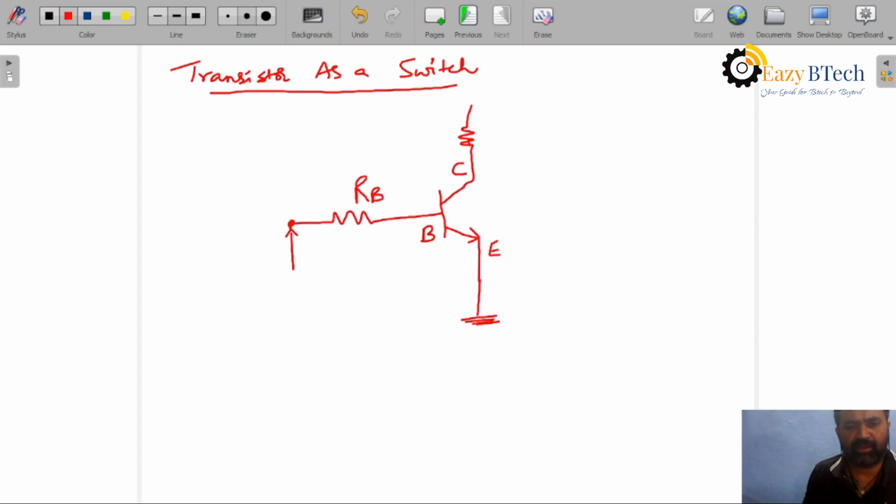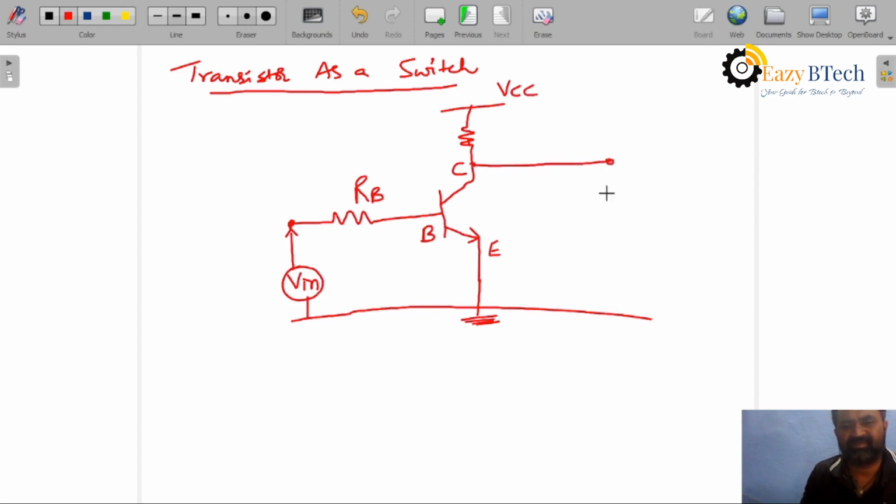Now we can apply the input across here. This we will call Vin. This is VCC. We will take the output across here. This we will call VCE, the voltage across collector to emitter. It is one loop. The current in this is the base current IB. This is the circuit.